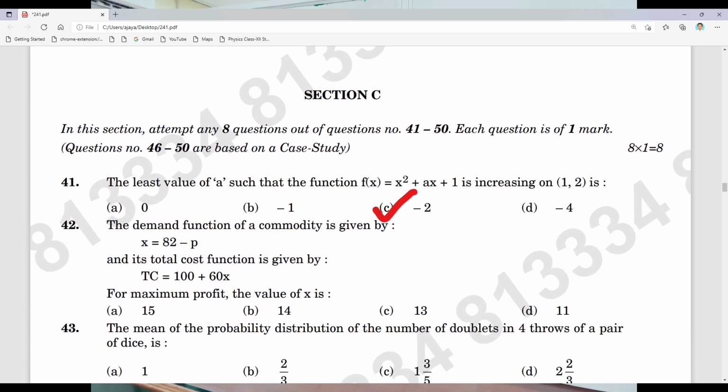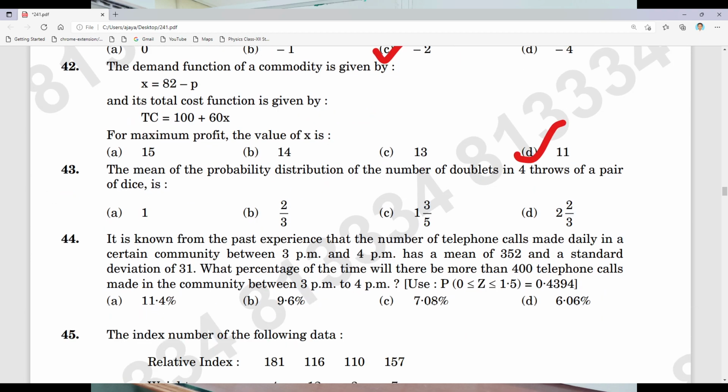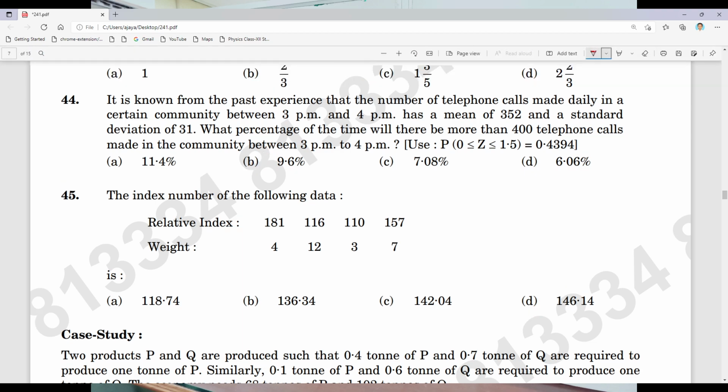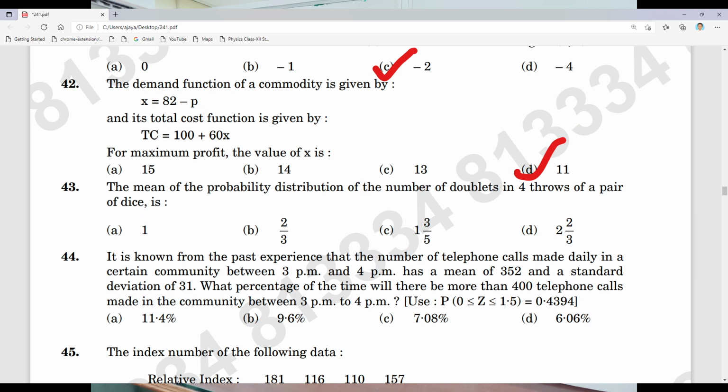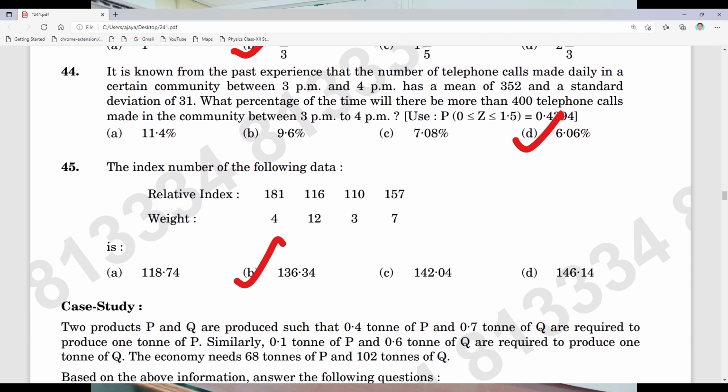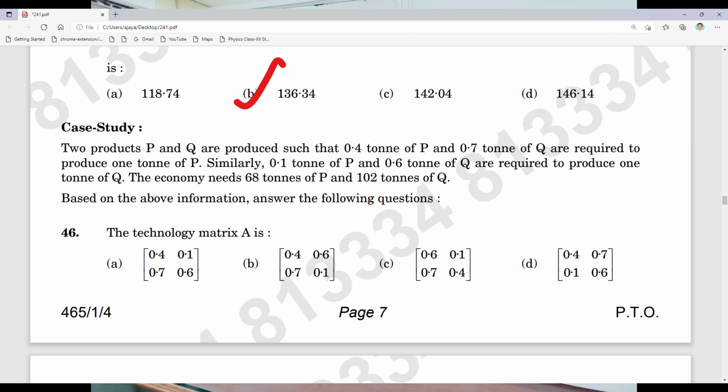41, C. 42, D. 43, B. 44, D. Sorry, some problem is there. Once again, let me erase this one. Here I did a mistake. 43, B. 44, D. 45, B. So now the case study starts.